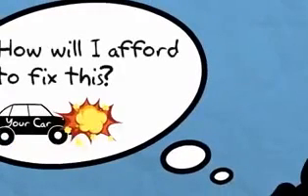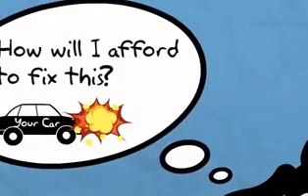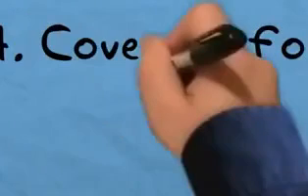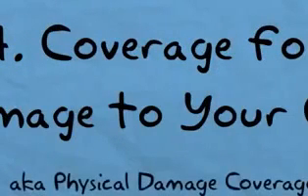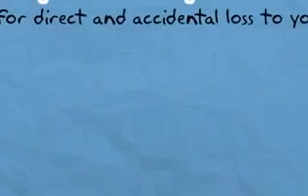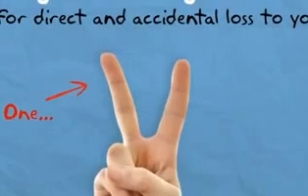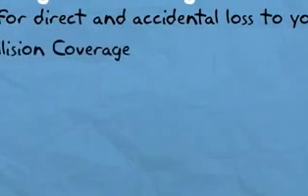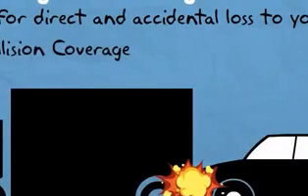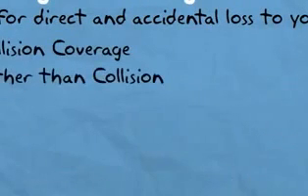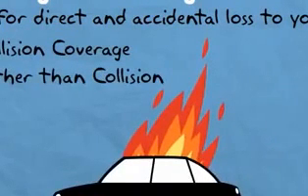By now, you may be wondering how you're going to pay for damages to your own car. That's where the 4th and final part of your auto policy comes into play: coverage for damage to your car, also known as physical damage coverage. It pays for direct and accidental loss to your vehicle. There are 2 parts to physical damage coverage: collision, for when your car impacts another vehicle or object or is upset, and other than collision, which covers almost any other type of direct accidental loss not excluded by your policy.